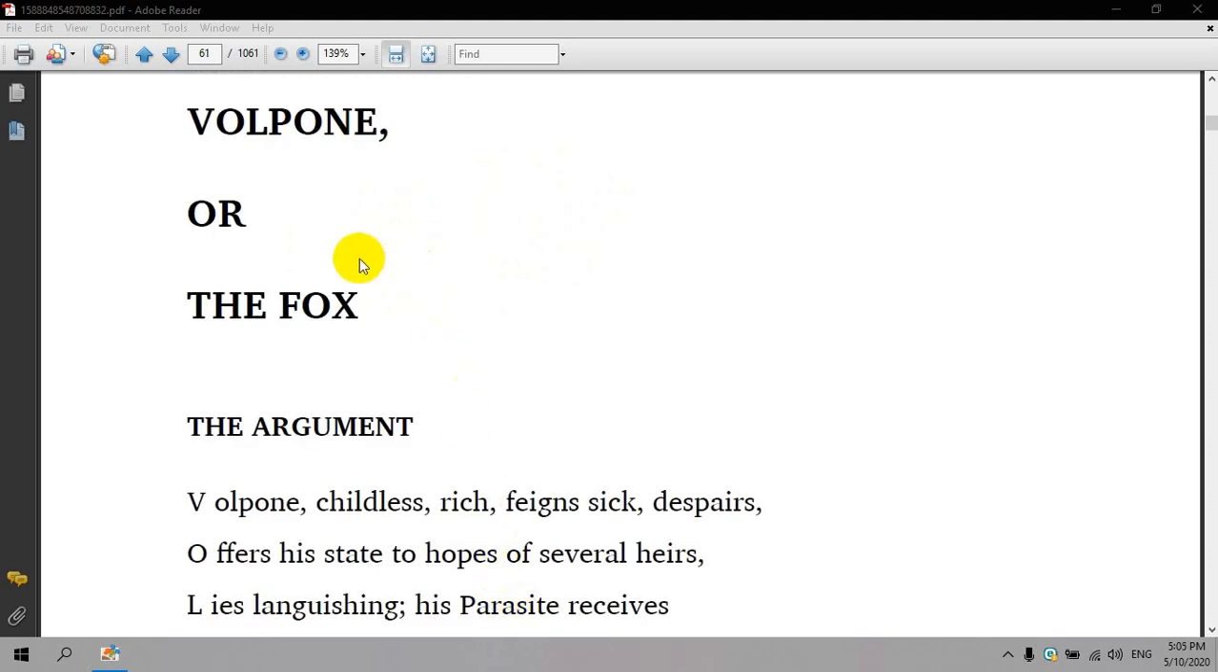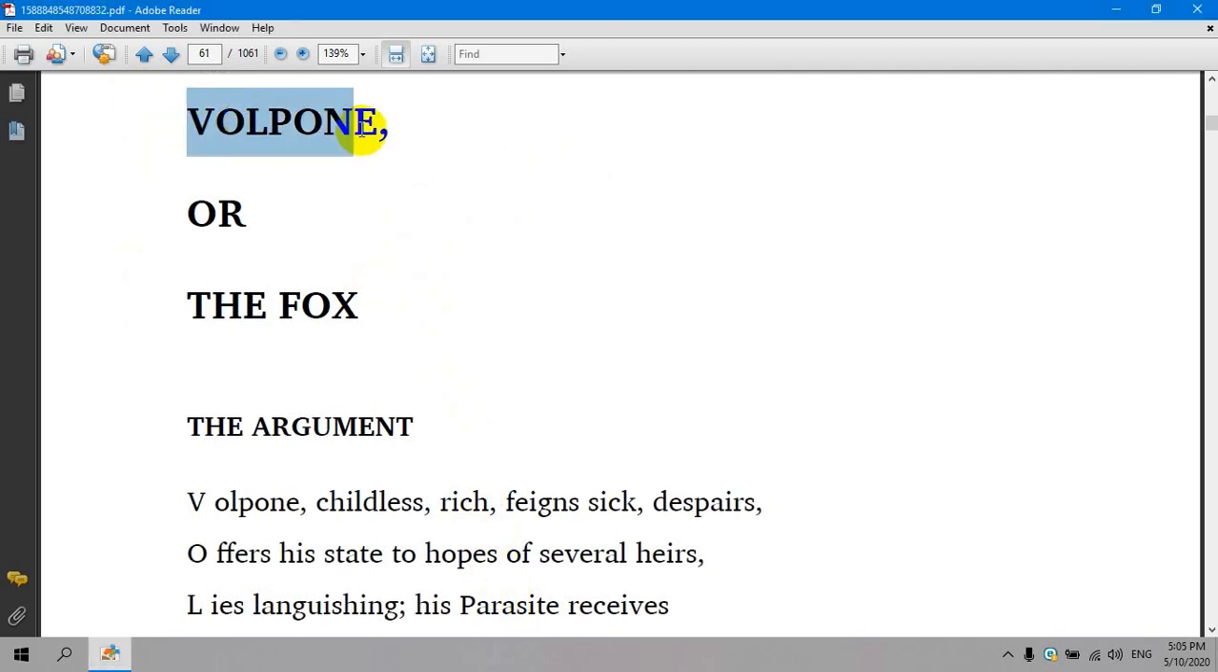Now, as you see in this text, which I will share with you on Google Classroom, you will find the title Volpone or The Fox. So Volpone, as we said, is an Italian character, and in Italian it means the fox. And later on I'll make one video with documentation on the use of animal characters or animal names in the play.